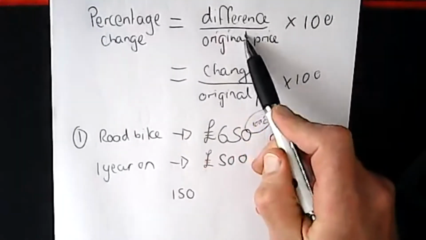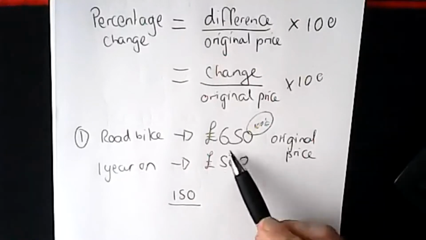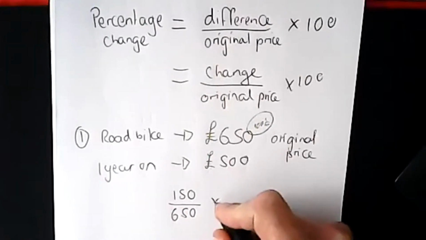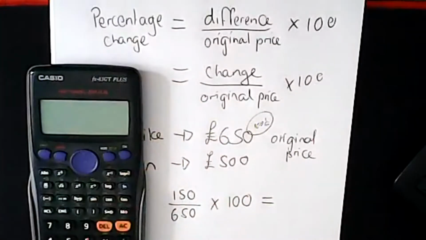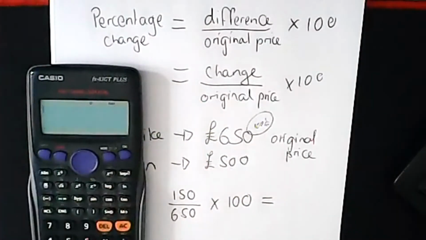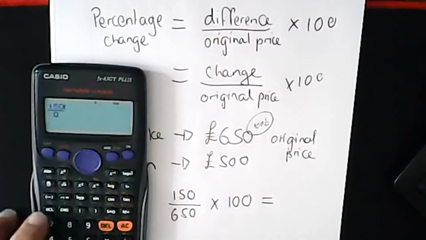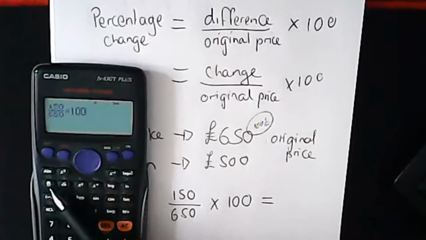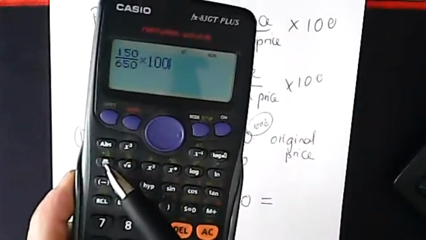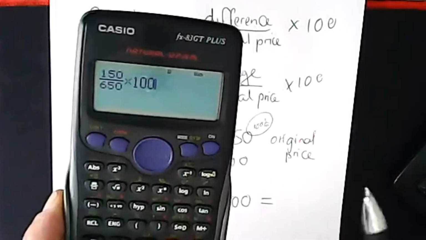So I'm going to use this formula here. The difference, 150, divided by, or out of, the original price, which is £650, multiplied by 100 to turn it back into a percentage. Most of these questions are calculator ones, so we can put that straight in the calculator: 150 out of 650 times by 100. Use that button there, it's a nice little button to get the fraction on. You could do 150 divided by 650 to give you the same answer.